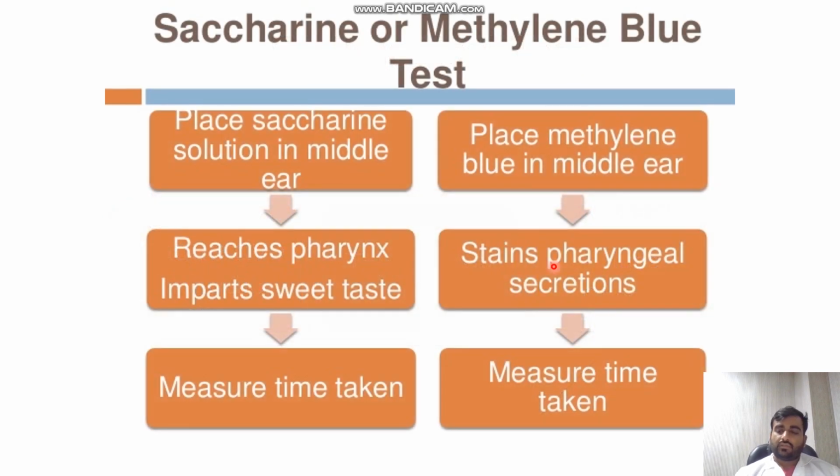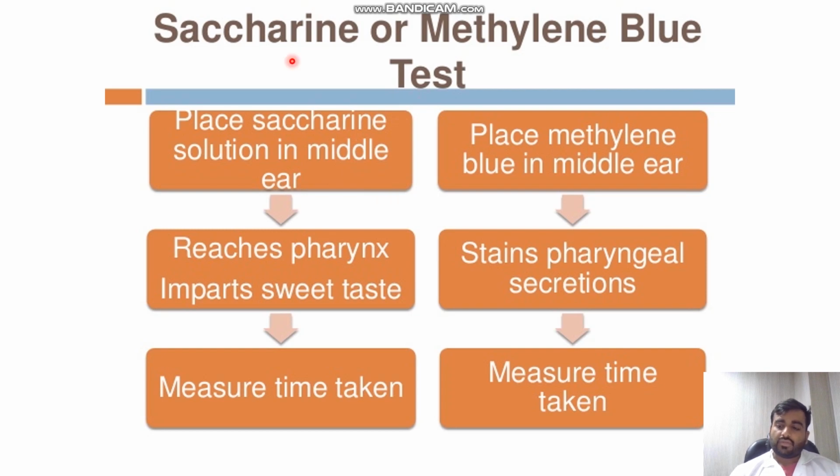Now there is a test for mucociliary drainage and clearance. These tests are conducted in cases of tympanic membrane perforation. In this test, the time taken by the material to reach the pharynx and impart its taste gives an idea about the functioning of the eustachian tube and measures the clearance of the tube. The materials used are saccharin, methylene blue dye, and antibiotic or steroid ear drops.